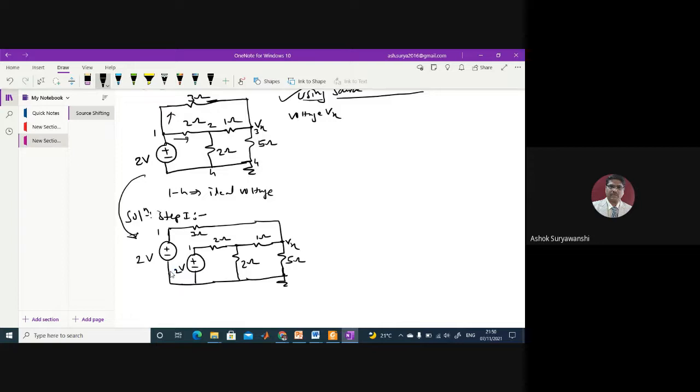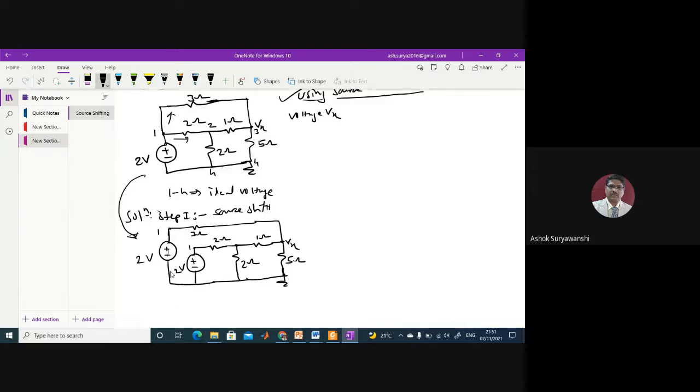So in the basic circuit diagram, the potential at node 1 with respect to ground is 2 volt. Similarly here, the potential at one end of the 3 ohm resistor with respect to ground is 2 volt, and again the potential at the left side of the 2 ohm and ground is 2 volt. So the meaning is same. Now once you do this source shifting, what you have done in step 1 is the source shifting.